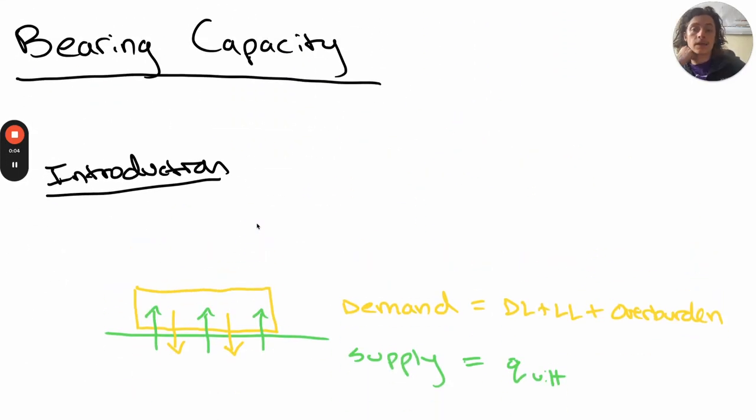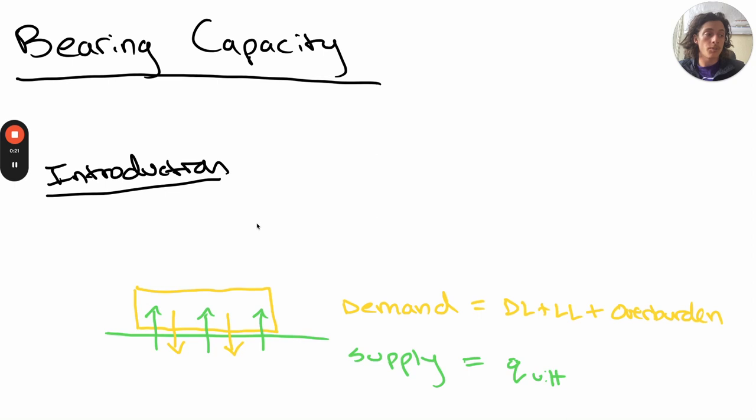The easiest way to think about bearing capacity is as supply and demand. The structure delivers a demand, which will be a combination of the structure dead load, live load, and soil overburden if the foundation is buried below grade.